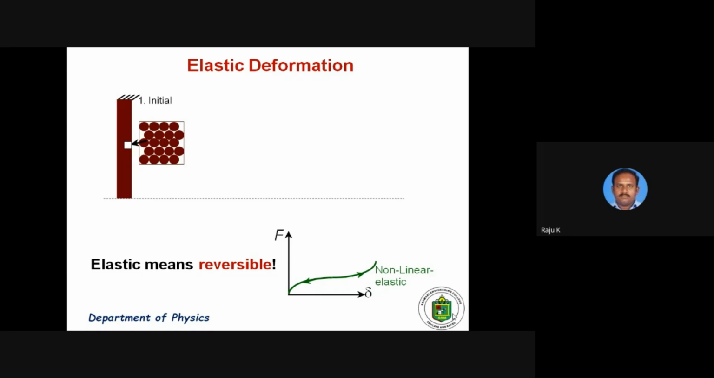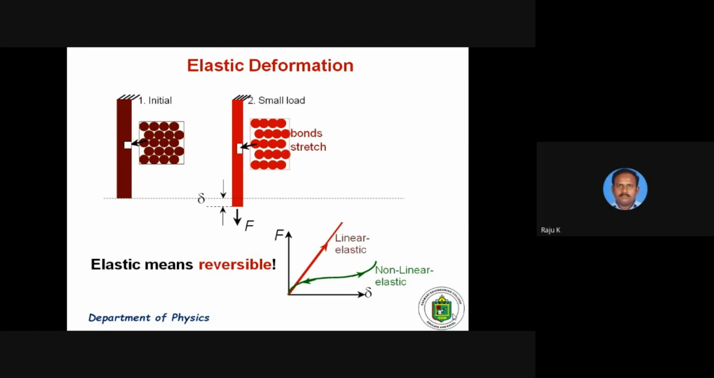In elastic deformation, what happens? The atoms of the molecules within the body are arranged in a regular manner. When it is subjected to a pressure, load or force applied on it, the bond between the atoms is stretched, which causes some change in its length. So there is an increase in the length of delta l. The force is applied at the bottom.